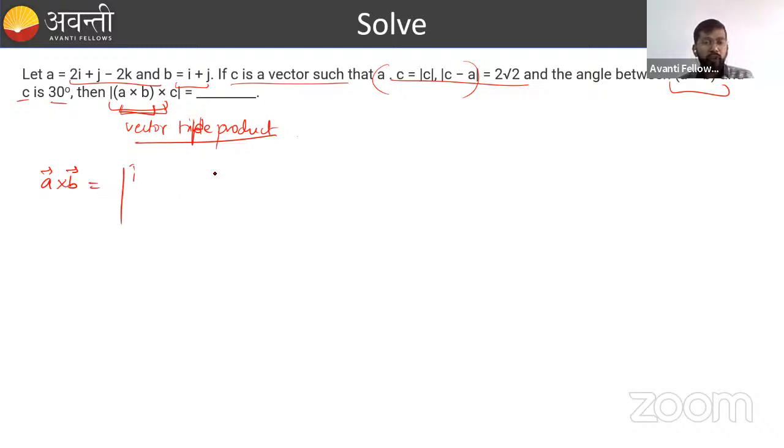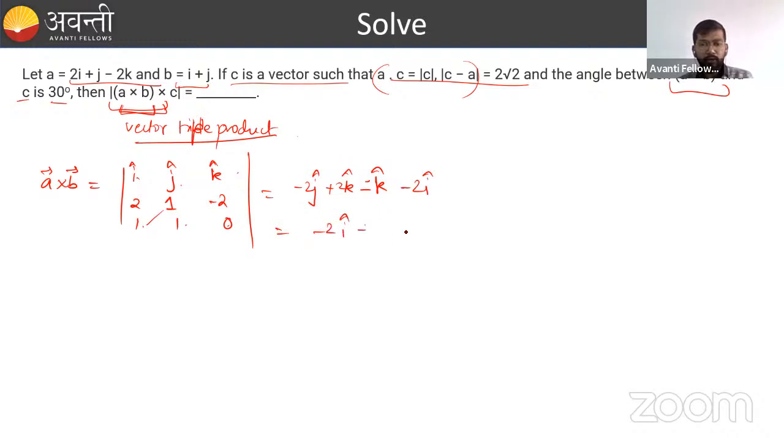We will find the determinant using i cap, j cap, k cap, 2, 1, minus 2, and 1, 1, 0, right? So this will come out to be 0 i cap, minus 2 j cap, plus 2 k cap, then minus k cap, minus 2 i cap, and 0 j cap. So this will come out to be minus 2 i cap, minus 2 j cap plus k cap. Okay, so this is our A bar cross B bar, right?